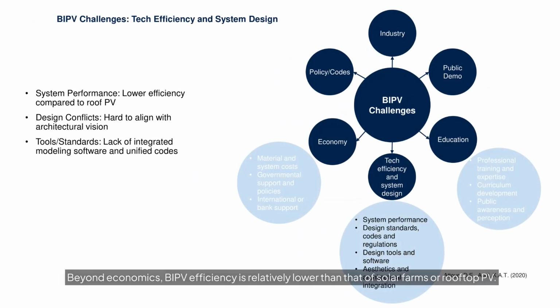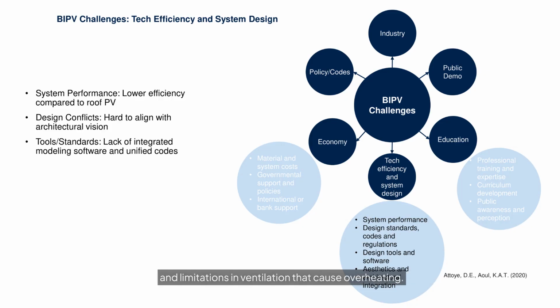Beyond economics, BIPV efficiency is relatively lower than that of solar farms or rooftop PV. This is largely due to non-optimal orientation, partial shading from adjacent structures, and limitations in ventilation that cause overheating. Systems still have room to improve technology that accounts for BIPV applications. Ongoing developments are semi-transparent, bifacial, and colored PV modules that better balance performance, aesthetics, and user experience.